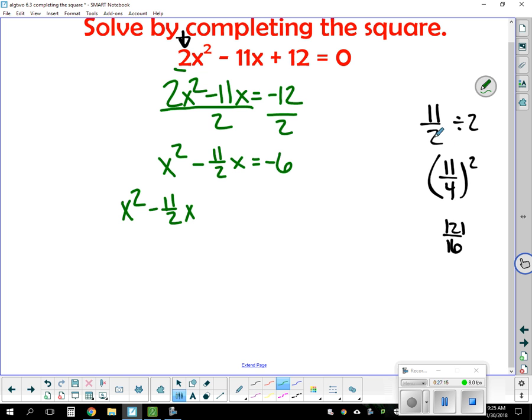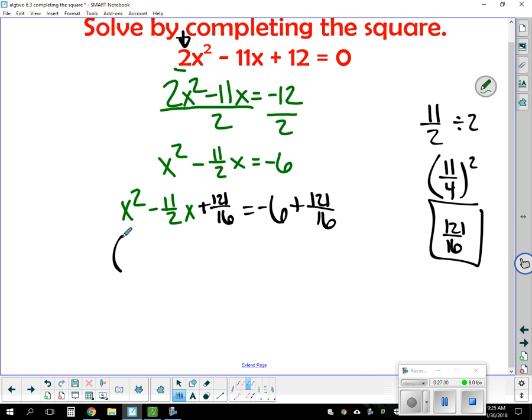Could you have just picked up your calculator and done all that? Absolutely. I'm fine with that. Mental math is awesome if you can handle it. Add 121 over 16 on both sides. Factor it or turn it into the perfect square. It would be x... good. I don't want to try to factor that. That's not going to be fun.